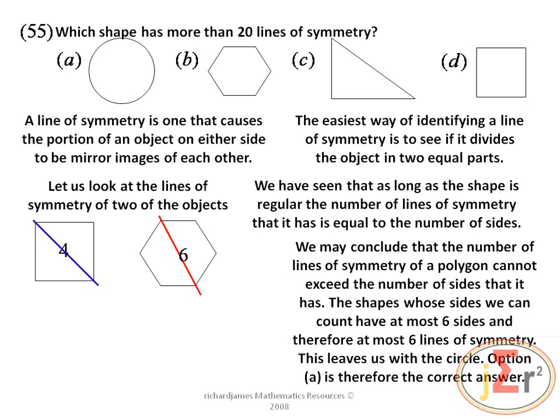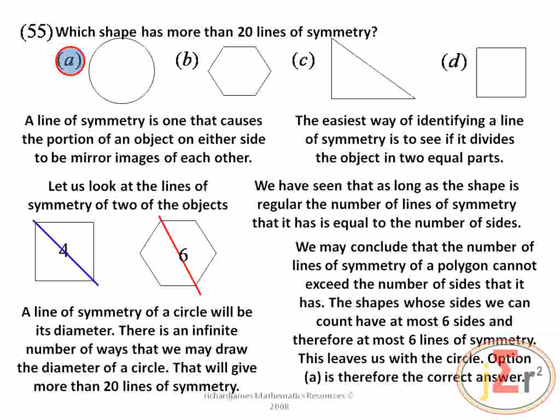So, because we do not have any one up there with 20 sides, we are sure that there is no figure up there, as we are seeing right there, that should have more than 20 lines of symmetry. But let's see what happens. The shapes whose sides we can count have at most 6 sides, and therefore at most 6 lines of symmetry. This leaves us with the circle. Option A is therefore the correct answer.